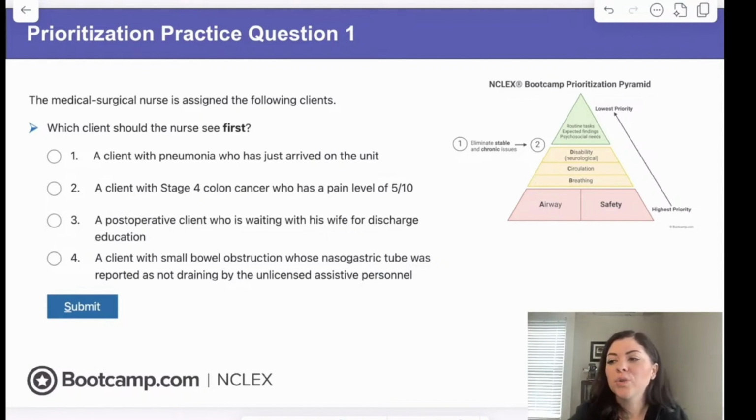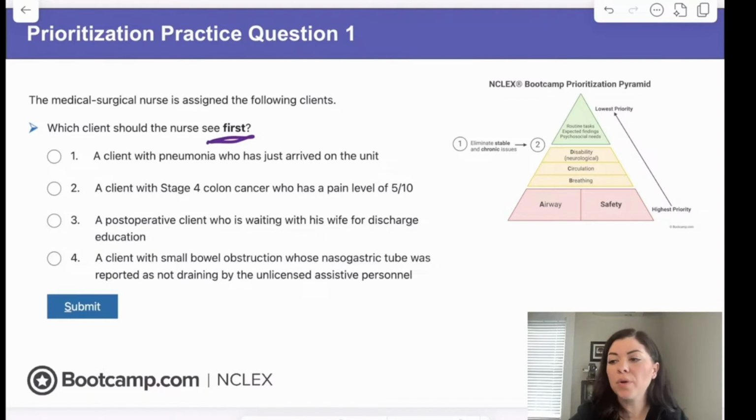The medical surgical nurse is assigned the following clients. Which client should the nurse see first? So once again, pay close attention to the stem of the question and what it's actually asking you, because these prioritization questions, once again, are formatted in many different ways. So let's look at our options.